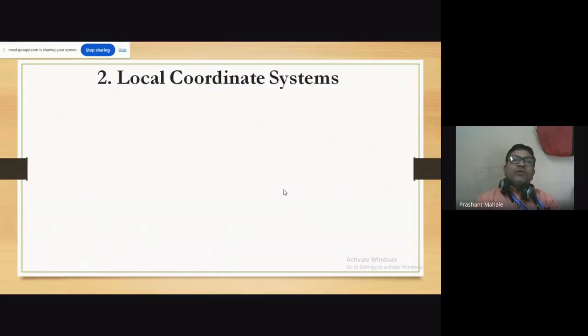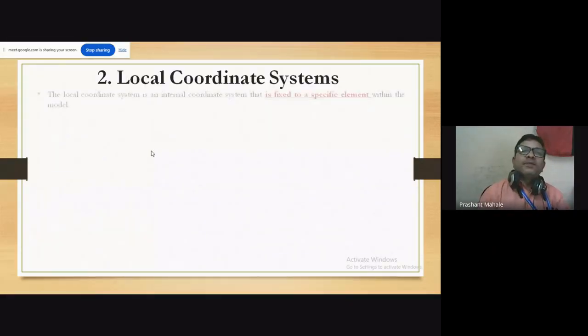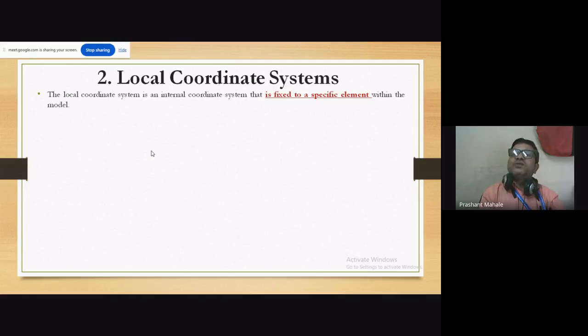Right. So let us go for local coordinates now. What are local coordinates? I think we'll see local coordinates and keep the natural coordinates pending for the next session, because time will be over. So local coordinates means what? Local coordinates are simply measured at local positions. The local coordinate system is an internal coordinate system that is fixed to a specific element within the model.